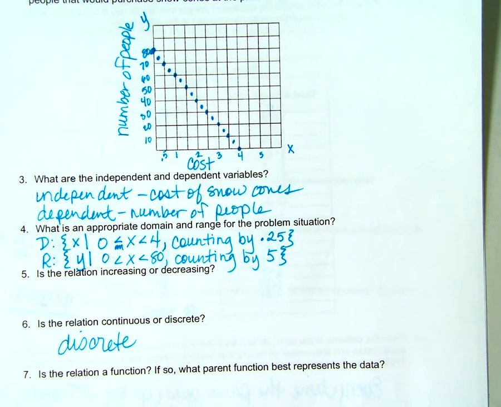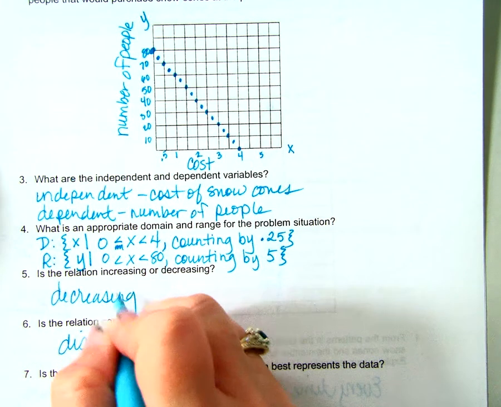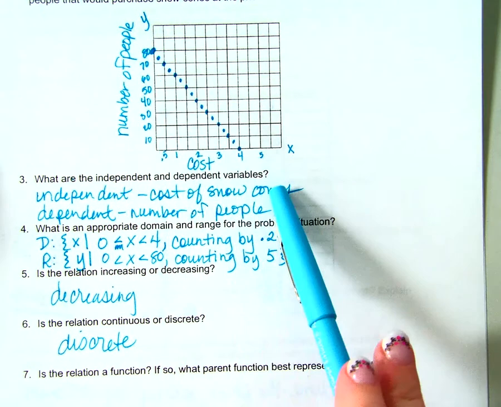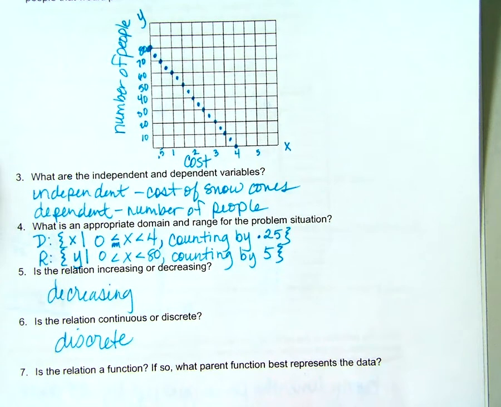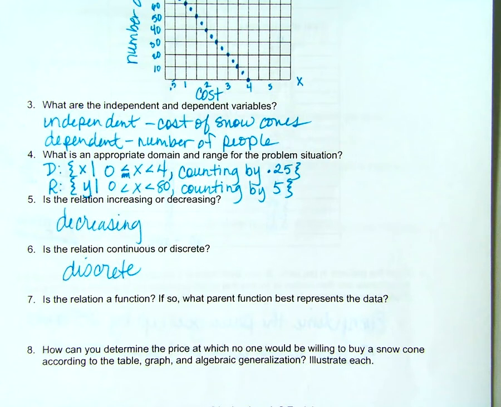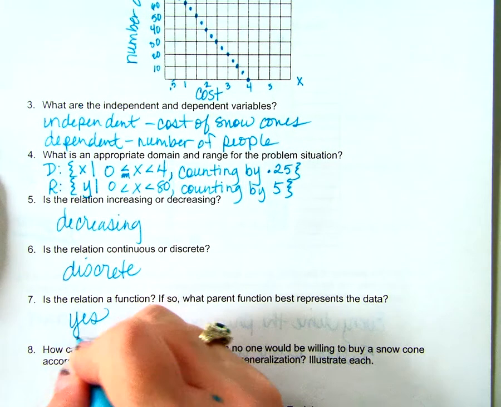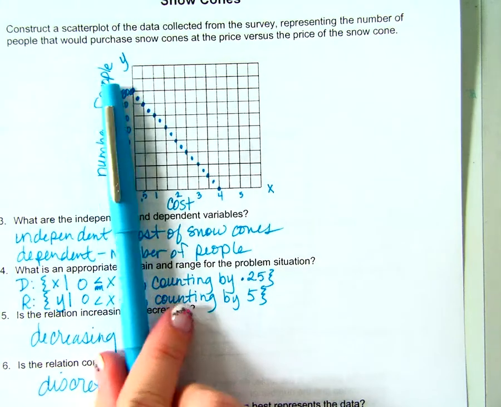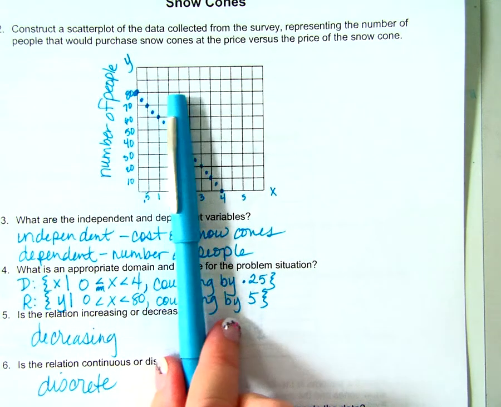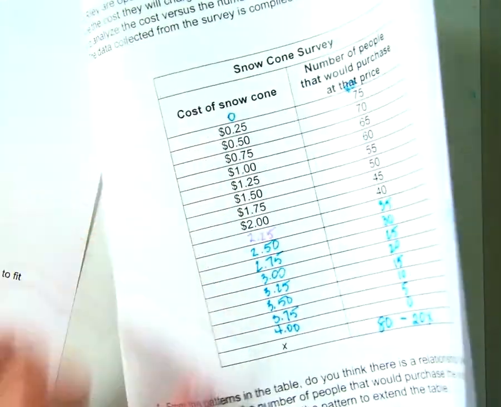So is my relation increasing or decreasing? How do you know? From left to right, my graph is decreasing. It's falling, right? So number 7, is the relation a function? How do you know that the answer is yes? It passes the vertical line test, right? If I slide my pen across, it's only touching one of the dots at a time. Okay? And if you look at your table, none of your x's repeat, do they? Okay? That's the other way you know it's a function.